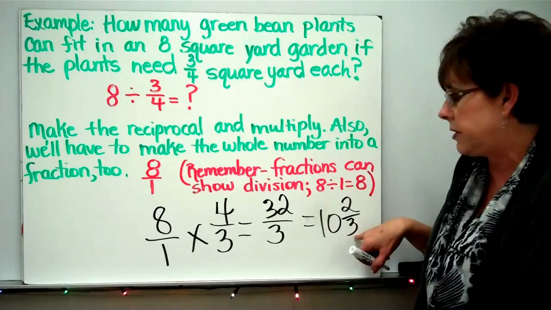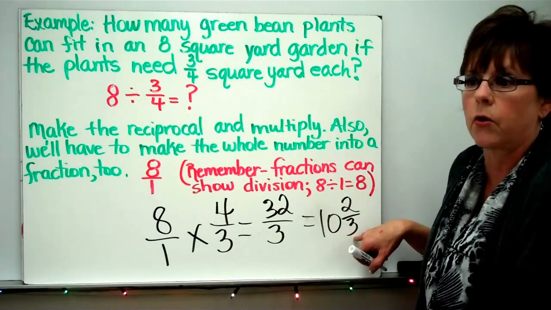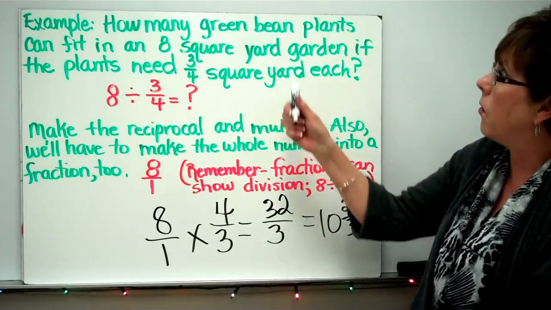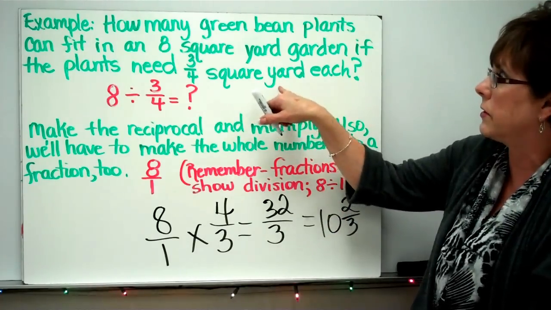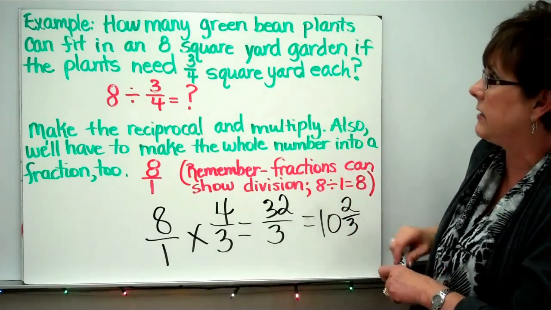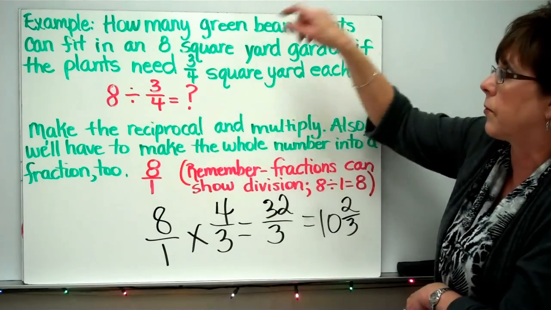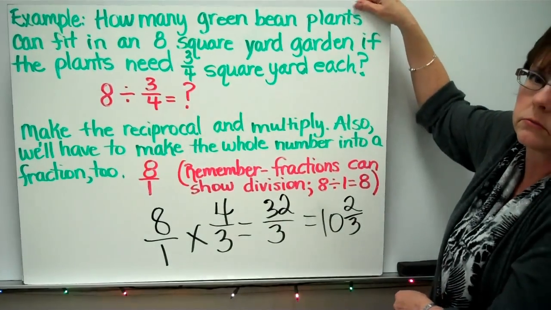But do I need to show the 2/3? Yes, I do. I need to show that I did try to divide that, and that's what's left over. So I can fit 10 2/3 bean plants in an 8 square yard garden. And each of the plants will get 3/4 of a square yard to grow.